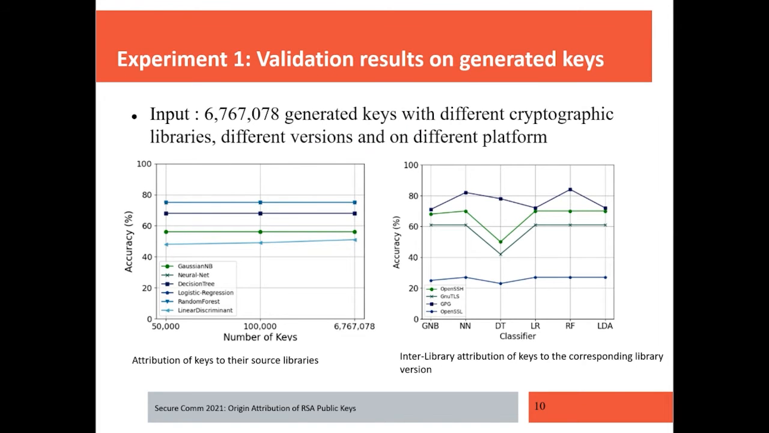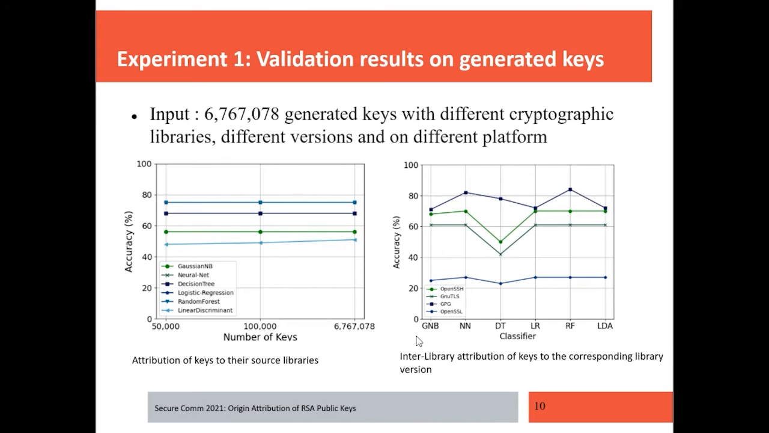And in the first experiment, as we talked, we generated 6.7 million keys with different cryptographic libraries and with different versions on different platforms. The first figure shows the accuracy of attributing a key to the source library. That means one of the four libraries that we have discussed before. The best average classification accuracy that we got is 75% with random forest, logistic regression, and neural network.